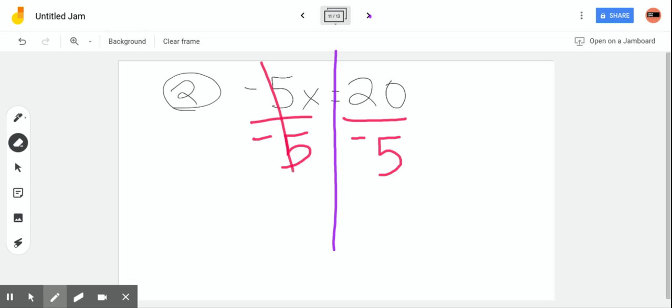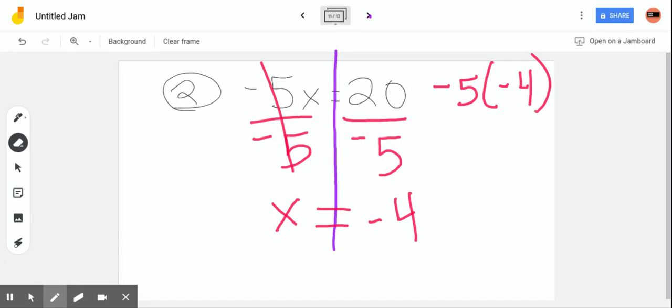-5 divided by -5 is just 1, so we got x. The right side, I have 20 divided by -5. Go back to our integer rules. If we're dividing and the signs are different, the answer is negative. So what's 20 divided by -5? -4. And remember, we can always go back and check it. If we got -5 times -4, that's two negatives multiplied. It's going to give me 20.